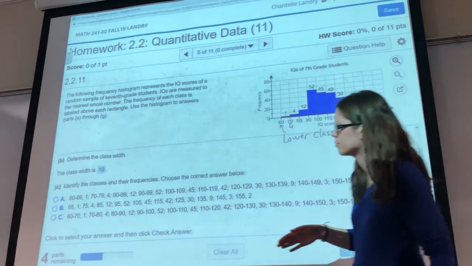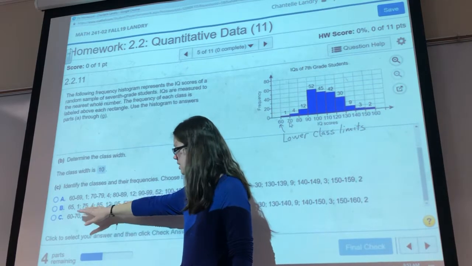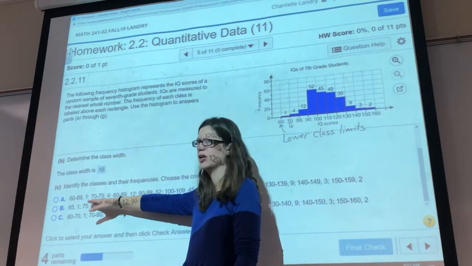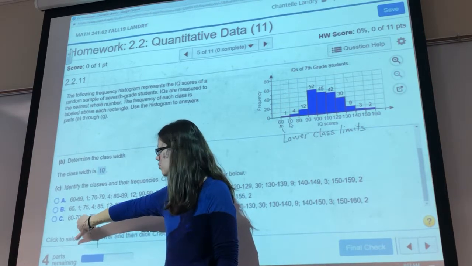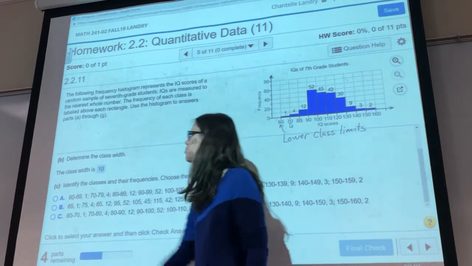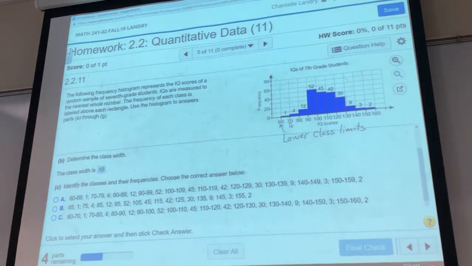65 doesn't make sense because that's not a class. That's just a number in the middle of it. And you don't want 60 to 70 because if you look here, there's overlap right there. So that one's not going to be it. By process of elimination, the only one that makes sense would be A. So we'll select A for that one.